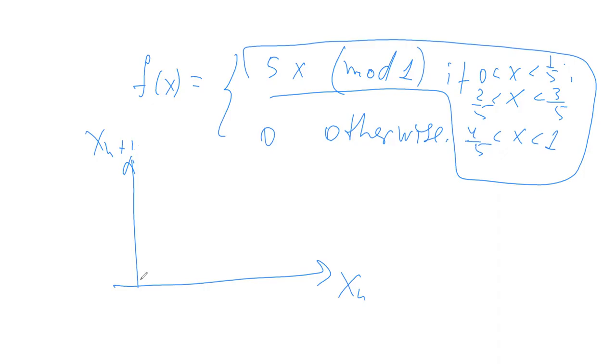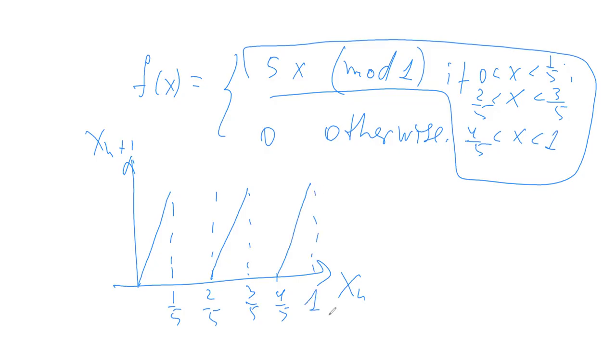So the slope is 5. No, my mistake. Between 1/5 and 2/5, we don't have anything. So we have this here. So this is your function. So this is one.